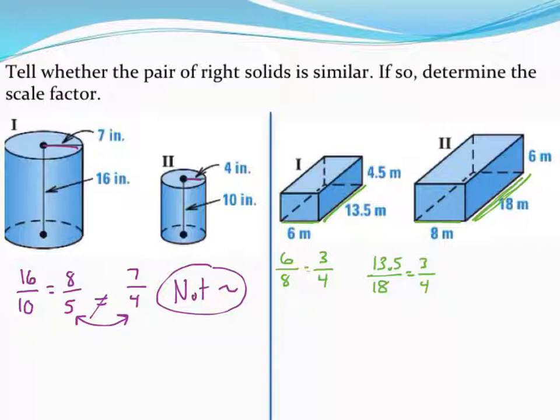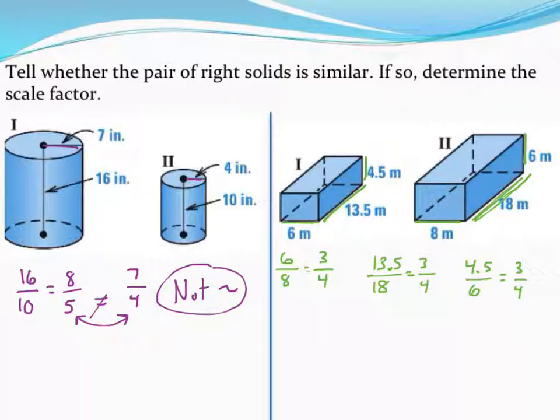Two of the dimensions are the same, or two of the corresponding sides have the same scale factor, but it doesn't count for anything unless all of them are the same. So let's match up those remaining sides. And notice I'm being consistent in how I set these up, the smaller number on top, the bigger number on bottom. Once again, using a calculator, I see that that comes out to be 0.75 or 3/4.